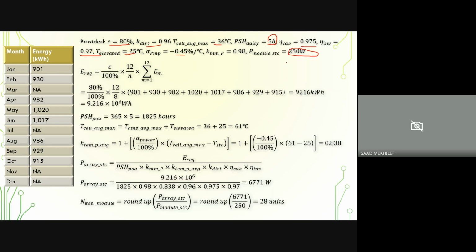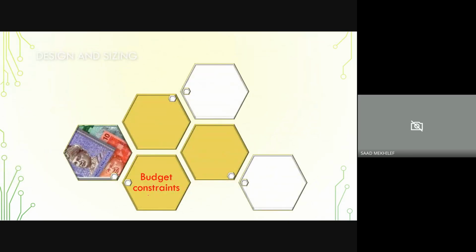Okay, so we want to do the calculations. We have the data here, the kilowatt hour for every month, so that's why we add it here. This is the accurate data. When there is a question about what if we have the data, then we can calculate the amount of it. If we calculate this, the total number of panels is around 28 panels. Minimum number of panels.